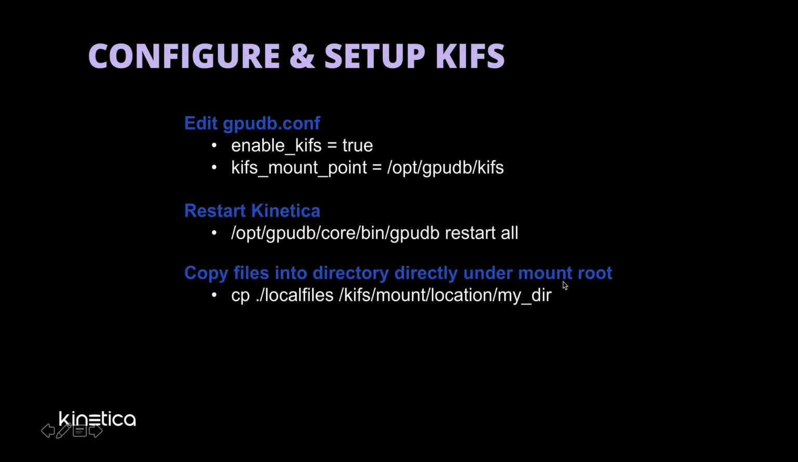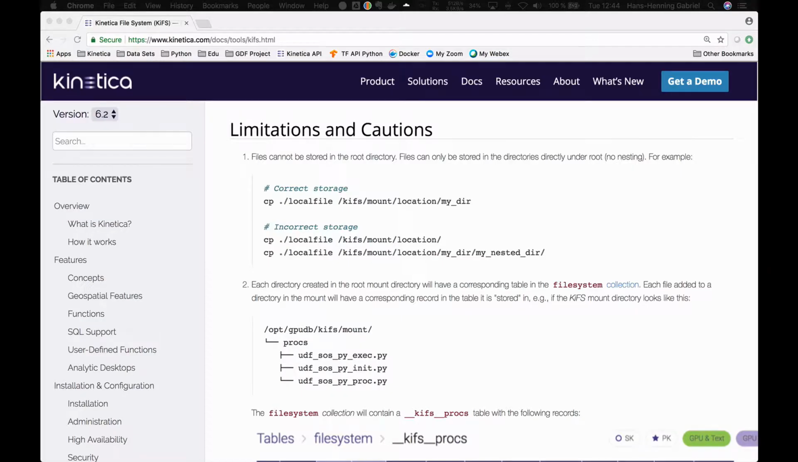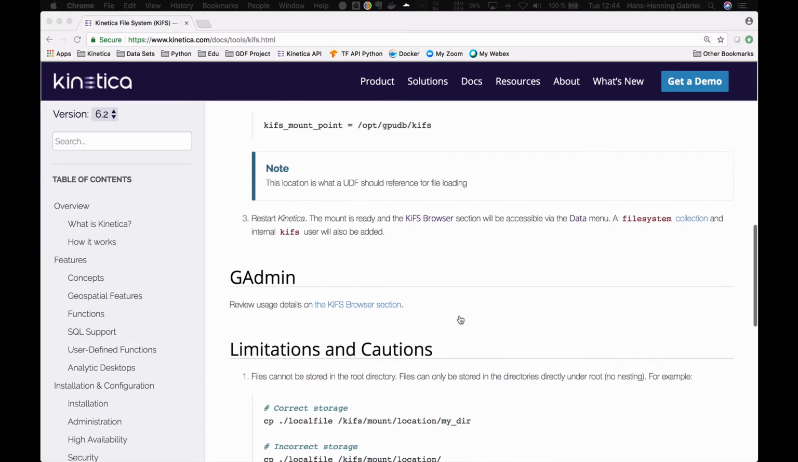And then you can start copying files into that directory that you have mounted, unless that directory already contains all the files you want to use. And that, for example, could be image data that will then show up in a Kinetica table. There's also documentation about this with more details, so feel free to also have a look at that page.